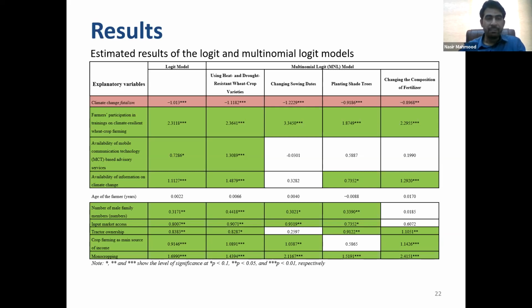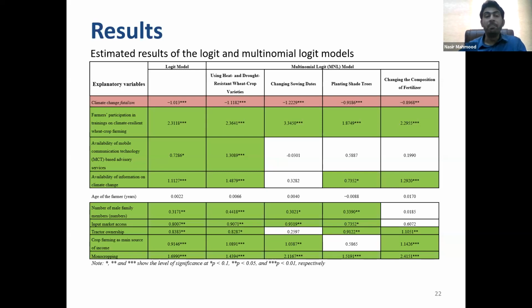Then there is the variable of number of male family members. This variable showed a highly significant and positive impact on 3 adaptation strategies and also in the logit model, which means that more male family members lead towards more adaptation against climate change, because the male family members have more ability and capacity to do the various adaptation strategies to minimize the harmful impacts associated with climate change.